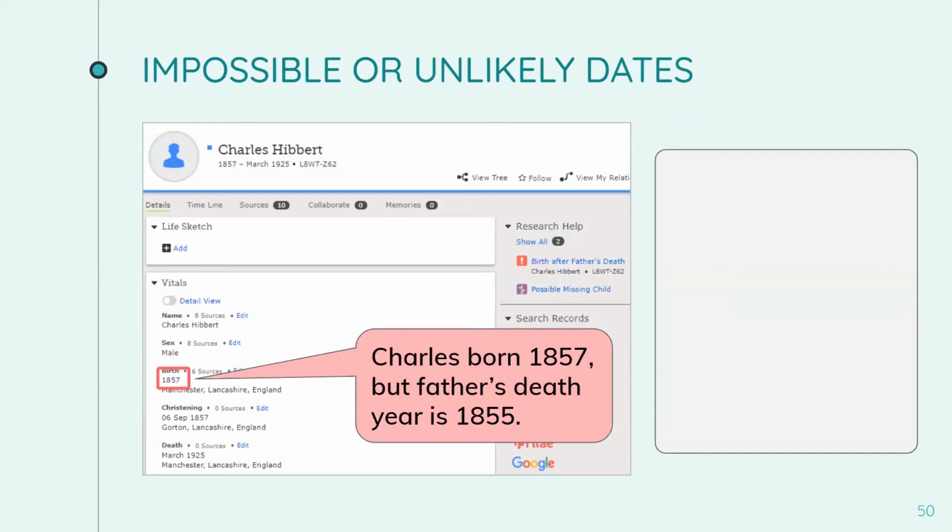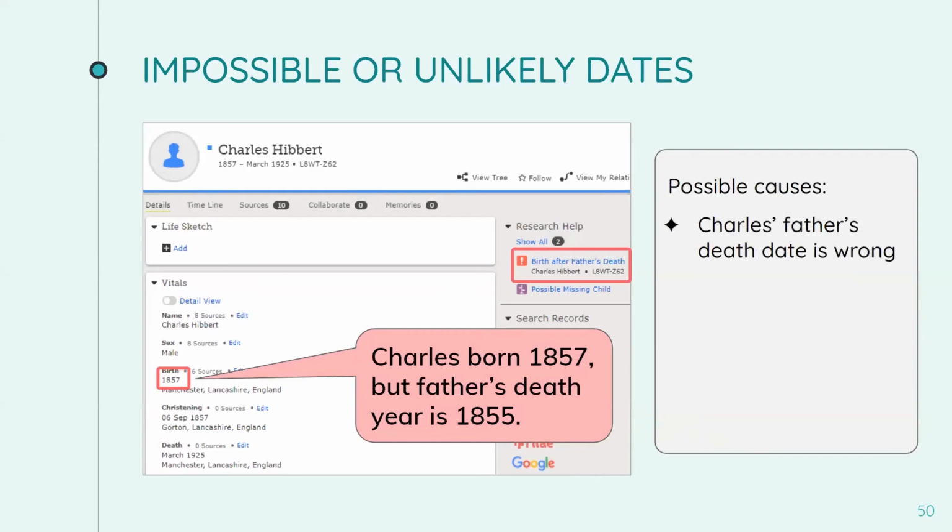Okay. So on this screen, Charles has a data error because his birth takes place after his father's death. He's born in 57, but his father's death is in 55. Now, it might be tempting to just say, well, obviously, Charles is born in 57, so his dad couldn't have died in 1855. But we have to avoid that temptation because it's not always that simple. In fact, there are a couple of different possible causes for this data error.